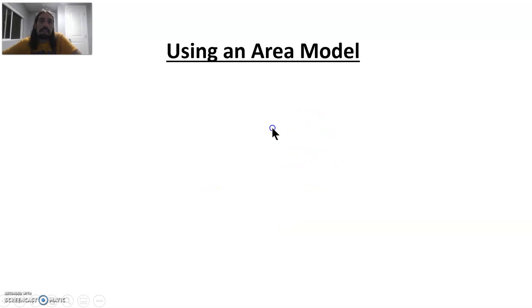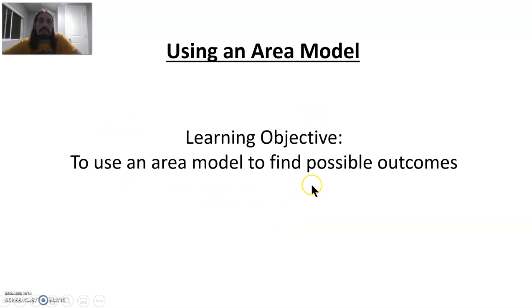We're going to look at using an area model in order to find possible outcomes. So last week we used a tree diagram, which is a very good strategy, but this is just another strategy we have available that has some advantages and disadvantages, and so we'll unpack those in a moment.